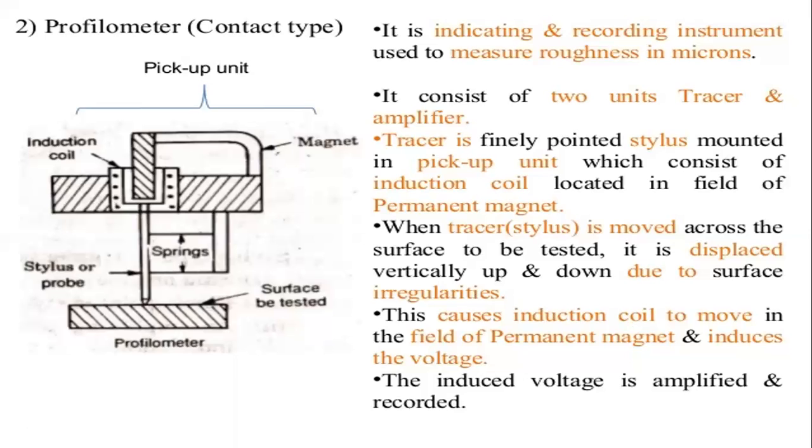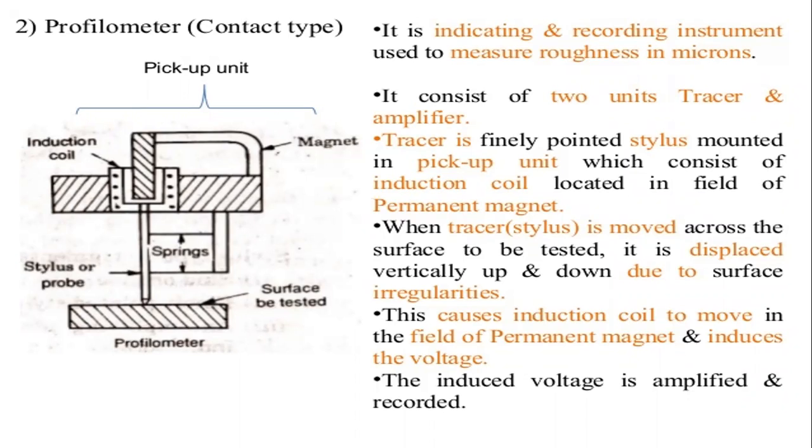It is displaced vertically up and down due to surface irregularities. So whenever the surface has irregularities, this pointer moves in the up and down direction due to the surface irregularities. And this causes the induction coil to move in the field of the permanent magnet and induces a voltage.